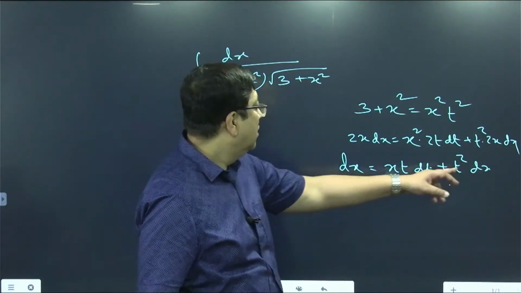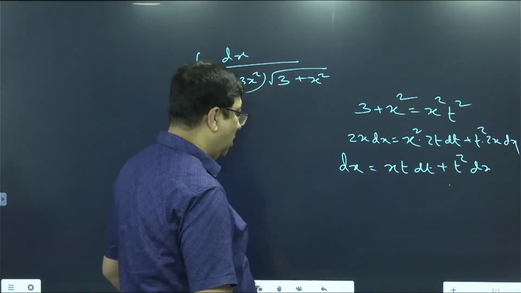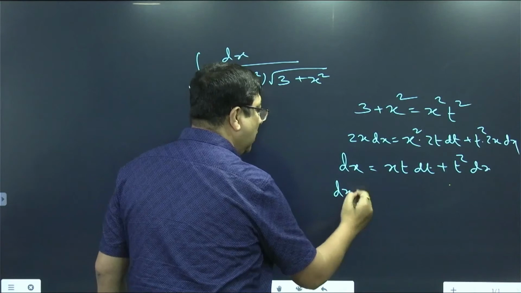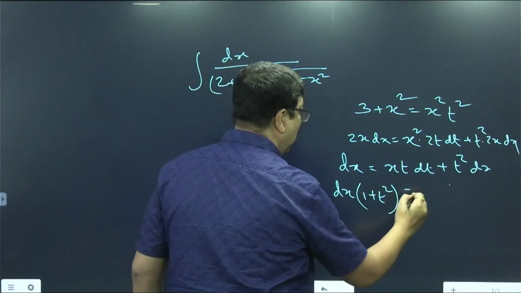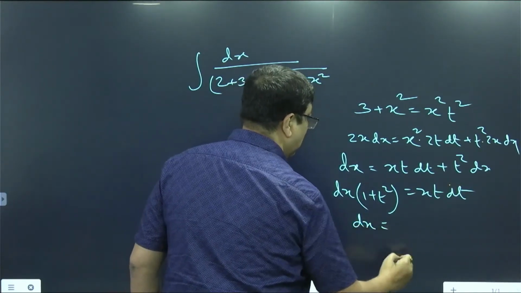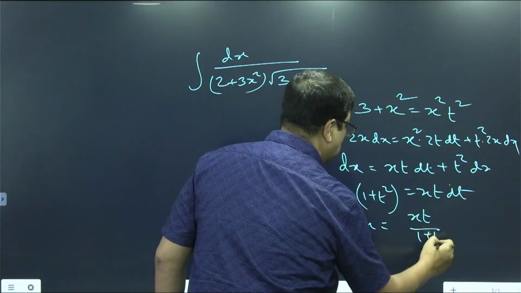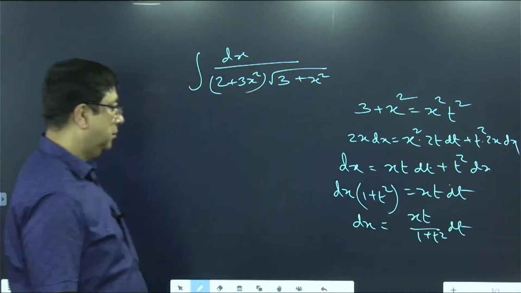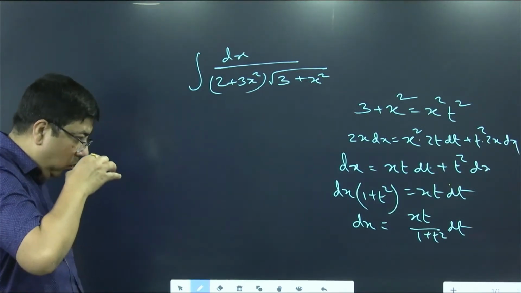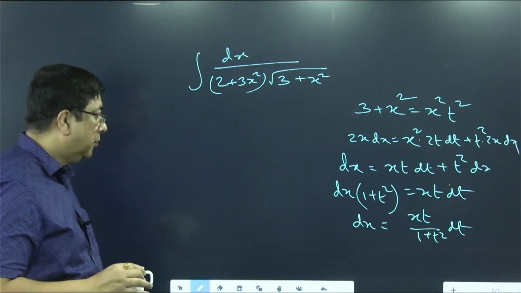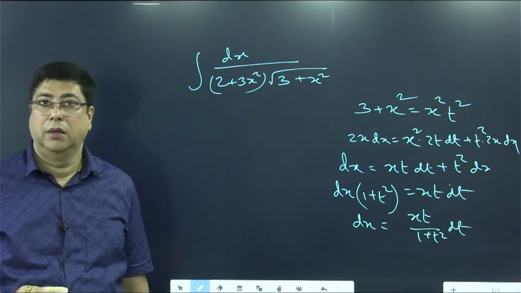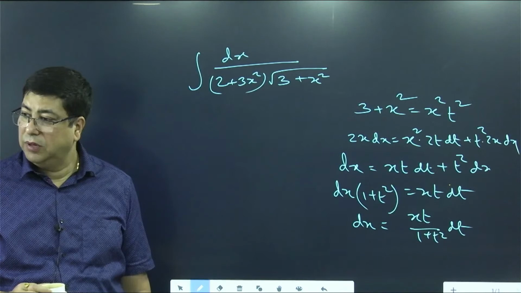Now I am taking t square to the left hand side. Sorry, we have to take dx common. Therefore, if we take dx common, 1 minus t square equal to xt dt. Therefore, dx equal to xt by 1 minus t square dt. Clear? Any problem, anyone? Understood? Till now it is okay?